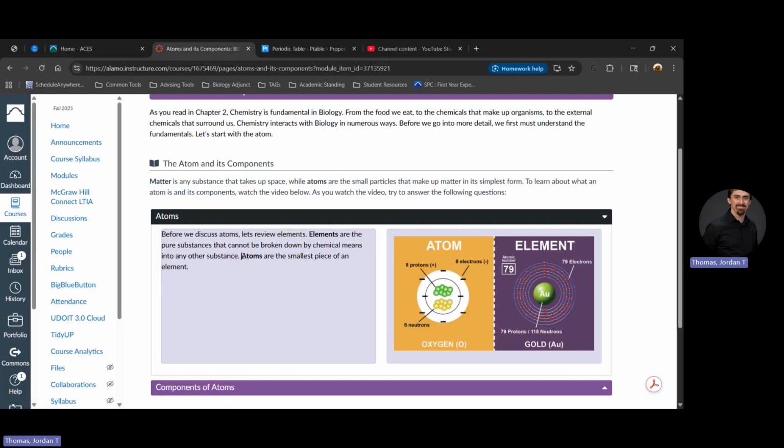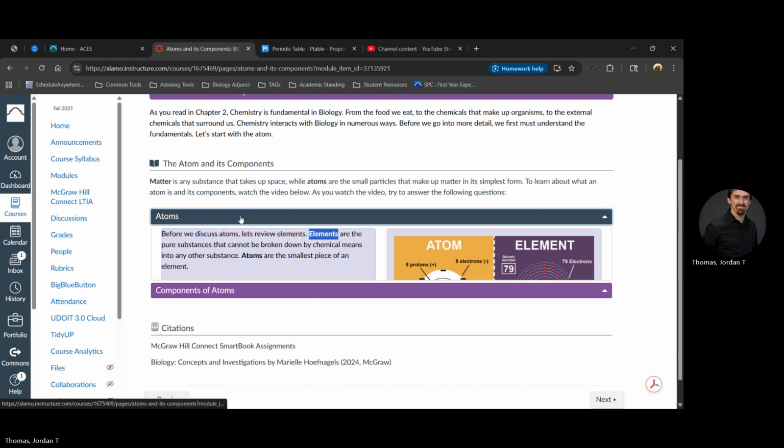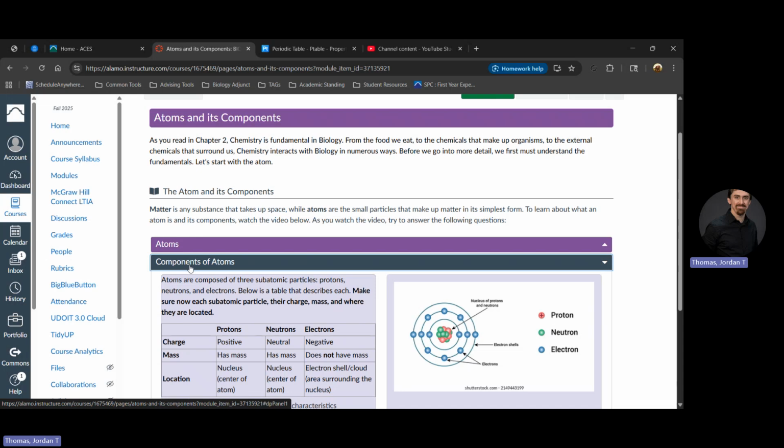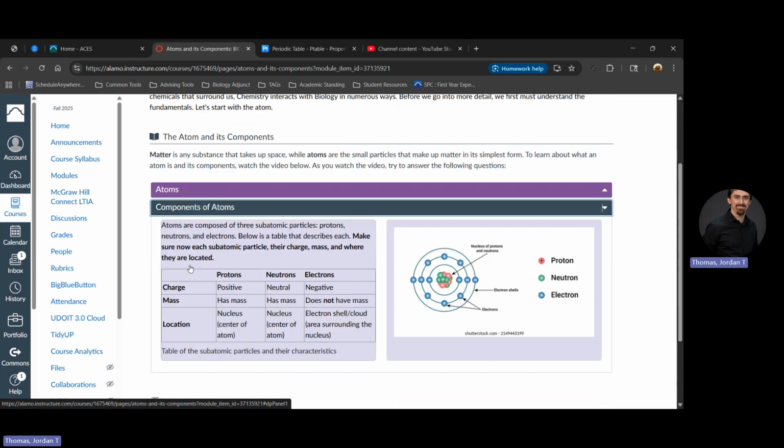So atom is more general. Atoms are just the smallest piece of an element. While element is more specific, it's what type of atom it is. Now, to go over what makes elements different, we need to know what the components of an atom are.